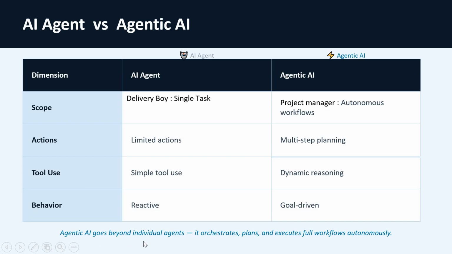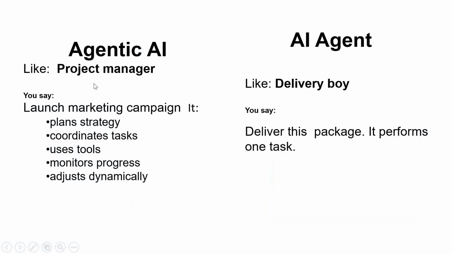So agentic AI goes beyond the individual agent. It orchestrates, plans and executes the full workflow autonomously, right? So that is the kind of thing that is taken care of by agentic AI. Now let's understand with a simple difference, agentic AI versus AI agent. Like a project manager could be agentic AI, and a delivery boy is like an AI agent. So what is happening?